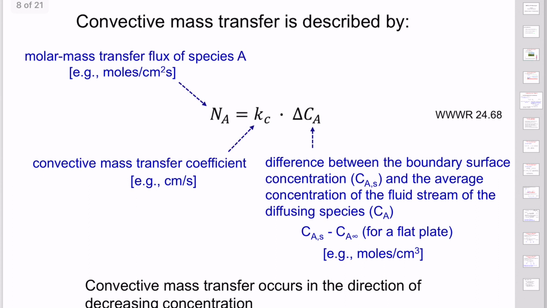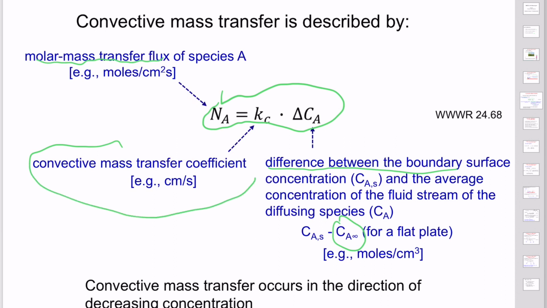So now that we have convective mass transfer, this is the expression we're going to use, where Na is our mass transfer flux, just like we had before. This is our difference between the boundary surface concentration and some concentration, which is an average or so for the fluid. For a flat plate, we use Ca infinity. And that gives us our convective mass transfer coefficient, K sub C, with units of length per time.